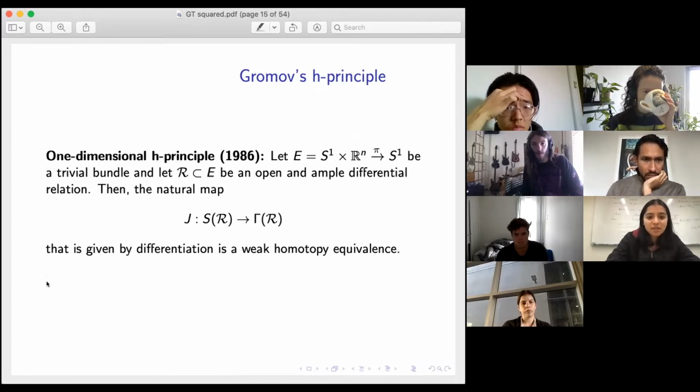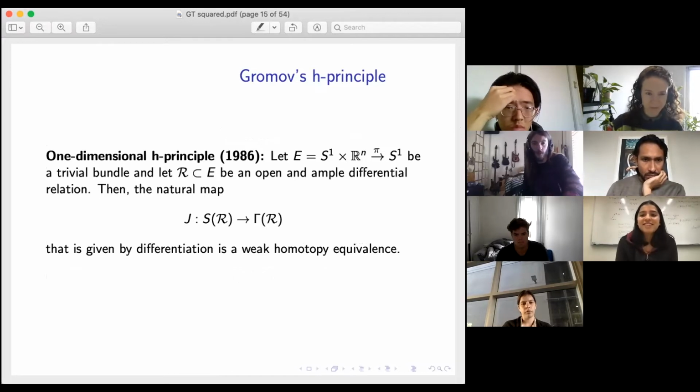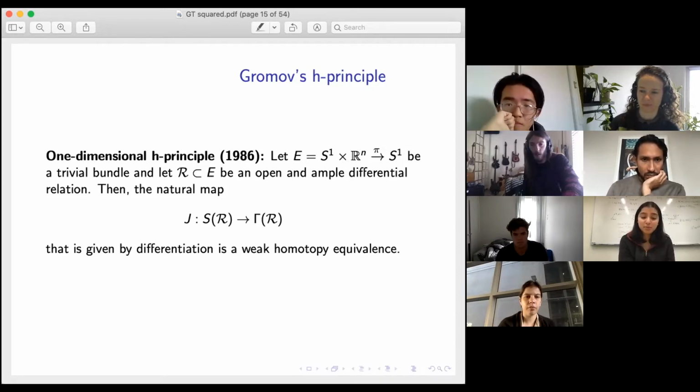Okay. So now we have this h-principle that I've been hyping up a little bit. This is the one-dimensional h-principle for ample differential relations. It's a particular form of it, a classical form. It's an important one, and it was probably the one that Gromov first worked on in detail.